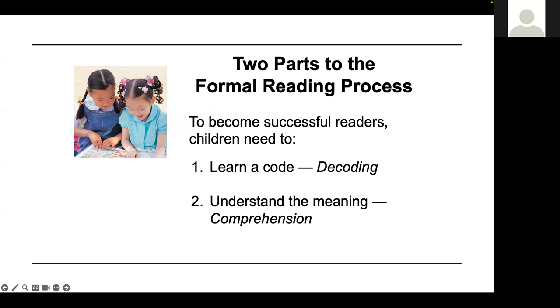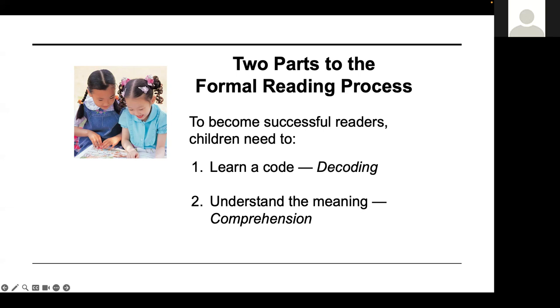So, the formal process of learning to read involves two key skill areas: learning a code, or decoding. Children must learn how to decode print. They need to understand that the words they hear and say can be written with letters. That's the code. They need to learn that letters represent the sounds that they hear in words. So that's that phonological awareness piece tying in.